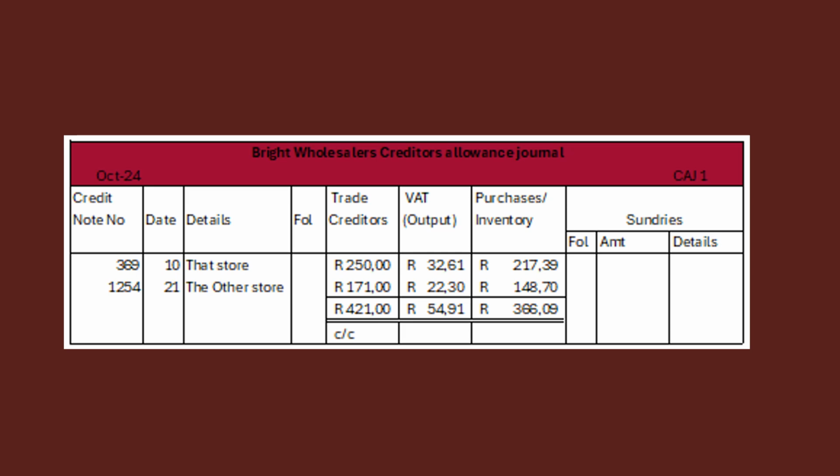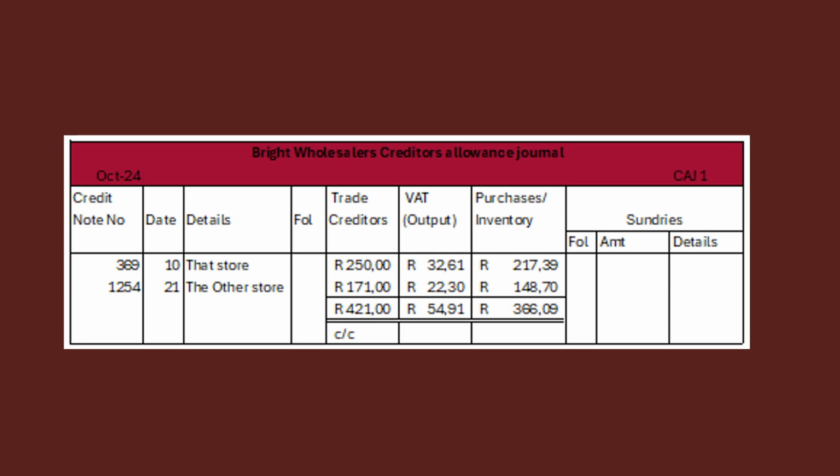Okay, so then the purchases or inventory. And this column records the purchases of the inventory of a business that have been returned to the suppliers. After deducting the VAT portion, this column will reduce the amount of purchase previously bought and the entry into the creditor's journal. Okay, then we have sundries.